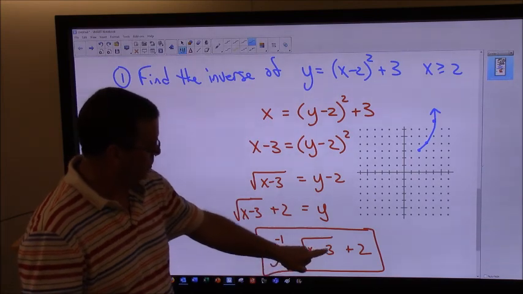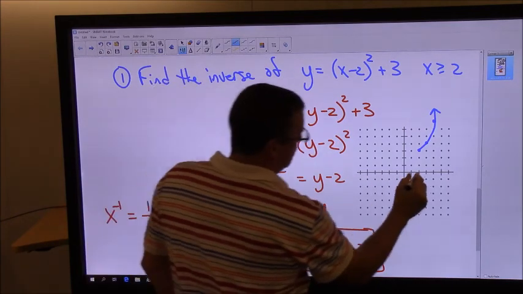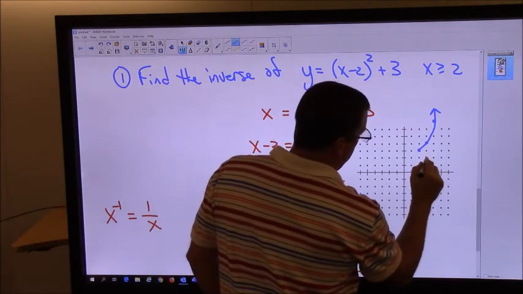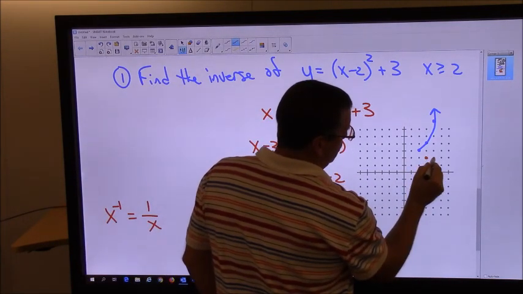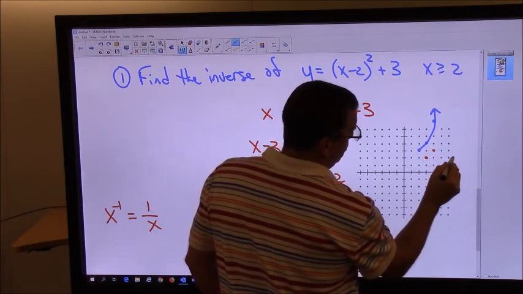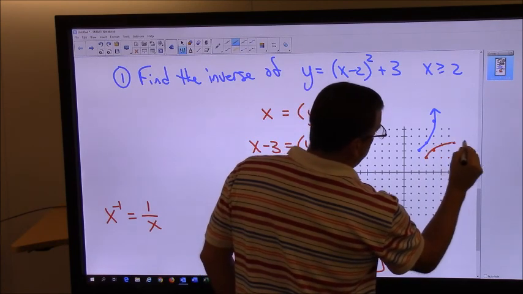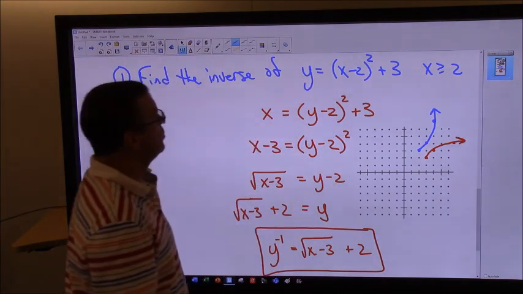My starting point is 3, 2. I'll do this one in red. So 3, 2 is right here. And if I go over 1 unit, the square root of that's 1. If I go over 1, 2, 3, 4, the square root of that's 2. And so I get that function right there.